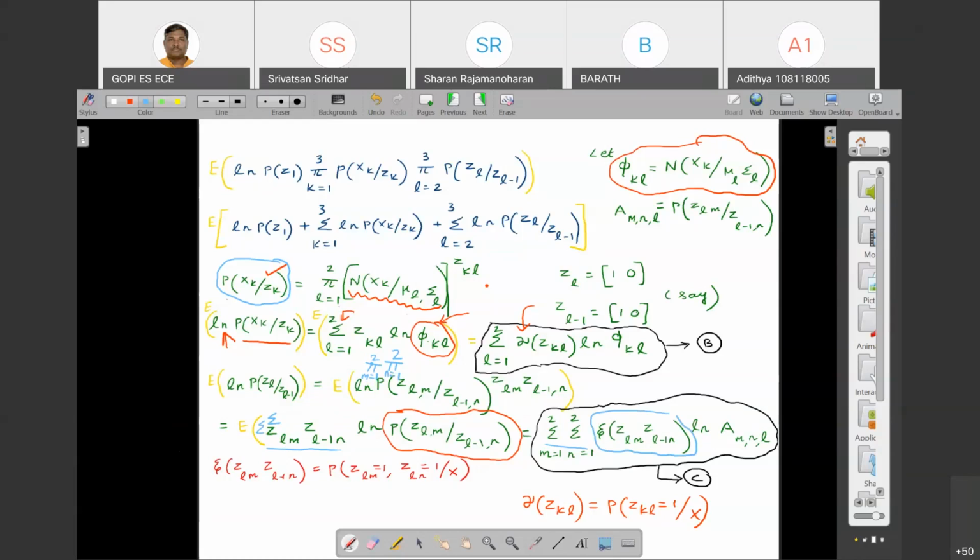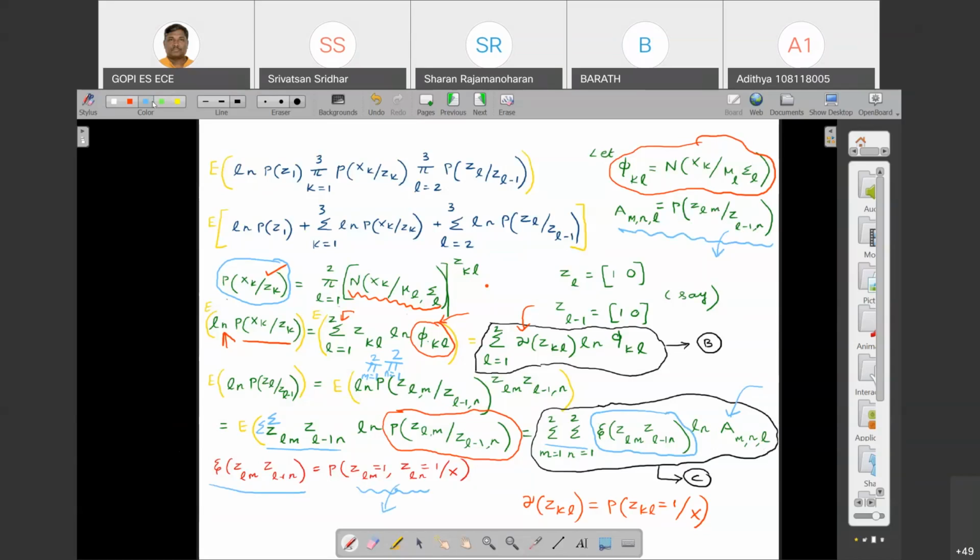This is the probability of the joint, and this is the probability of the condition, right? So I have written here, you see that zeta, this is the probability of, with what? The joint probability, and this A_MNL is the conditional probability. You can see that both end up with the probability of Z_LM, Z_(L-1)N only. But in this case it is a joint, and in this case it is a condition, right?